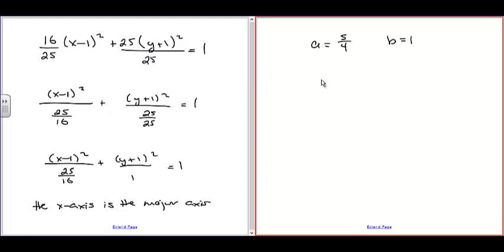And then you have that C squared is equal to A squared minus B squared. So you get 25/16 minus 1, which is 16/16. So that's 9/16. And then if you take the square root, you'll get 3/4. So C gives you the location of the foci, or at least gives you an idea of what's going on there.